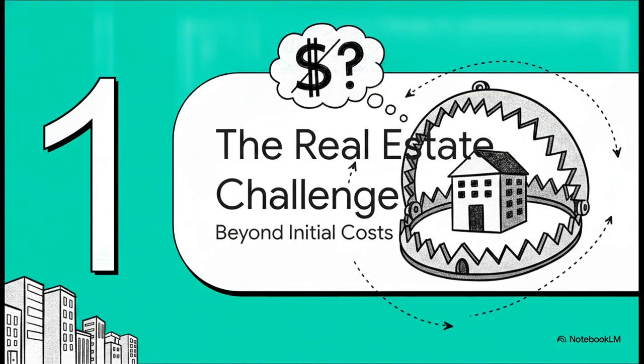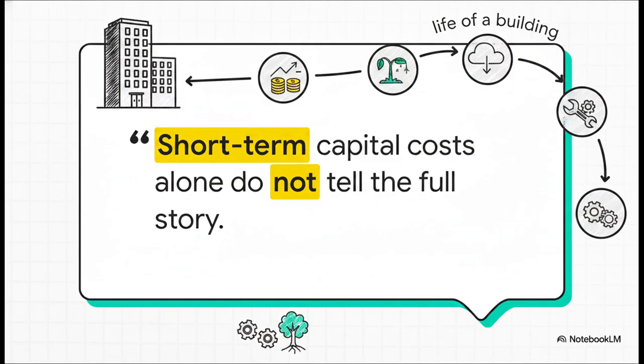Okay, Part 1, the real estate challenge. As property decision makers, evaluating a building based solely on its initial price tag is a massive mistake. It's a trap that catches way too many developers and investors. Because, let's be honest, short-term capital costs alone do not tell the full story. So we're going to look at the entire life of a building and introduce 3 methodological fixes to uncover exactly what goes wrong, financially, environmentally, and operationally, when we just ignore the long term.